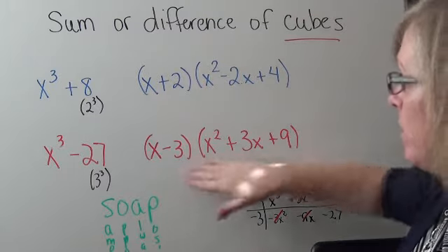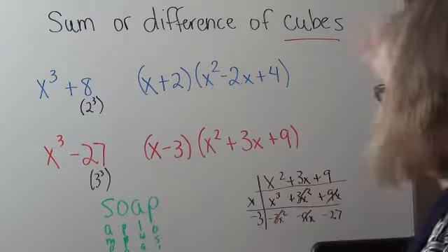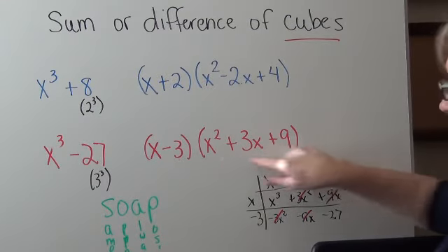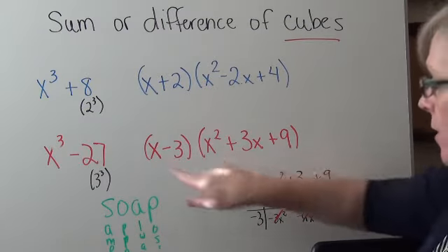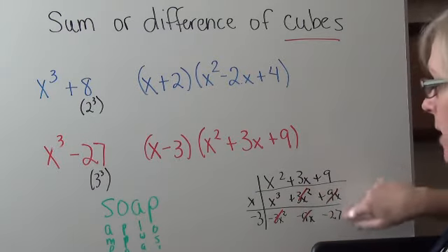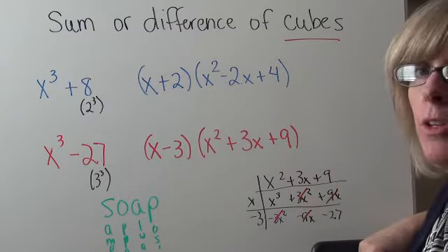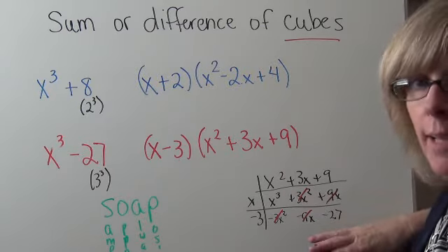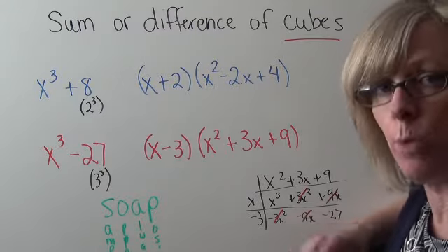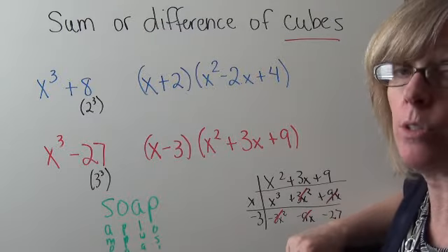If you don't believe that these actually multiply out, I made a little box here, and I put this term here and this term going this way, and what you'll find is the terms will cancel out all except for the x to the third minus 27. So if at any time something doesn't make sense to you, put it in the box, multiply it out, and double check that it works.